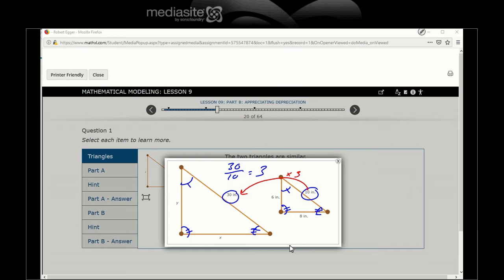So that means x here, being the corresponding side, should be 3 times bigger than the 8. And the y, which corresponds to the 6, should be 3 times bigger than the 6. So I'm looking at a 30, 8 times 3, and a 6 times 3 triangle. 18, 24, 30-inch triangle.